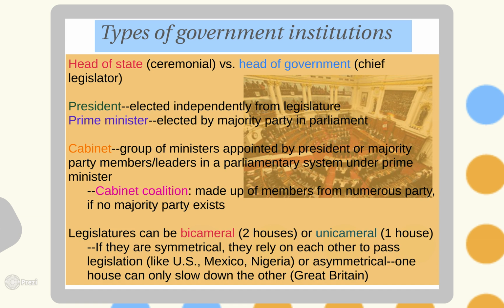Now, this is important to take a look at. If they are what we call symmetrical, they rely on each other to pass legislation, just like the US, right? Like a bill has to pass the House of Representatives and the Senate in order to be sent up to the president himself. But in some countries, like Great Britain, it's asymmetrical. One house can only slow down the progress of the other. They can't totally block the legislation from the other house. So keep that in mind. In some countries, the houses have to work together to pass legislation. In others, it's not necessarily the case. One house could on its own pass legislation if it wanted to.